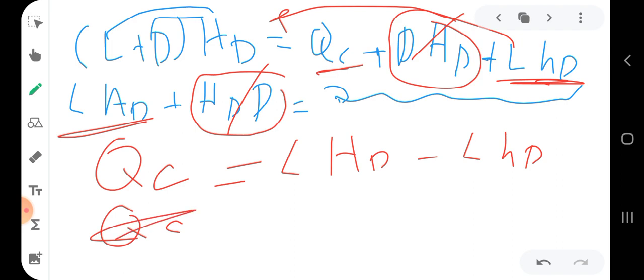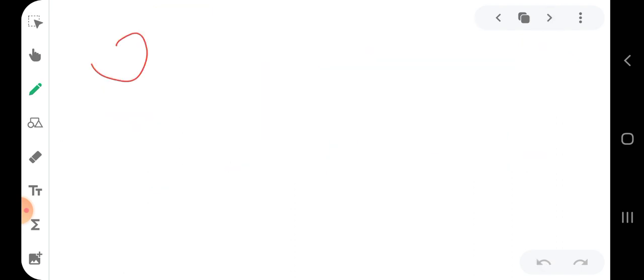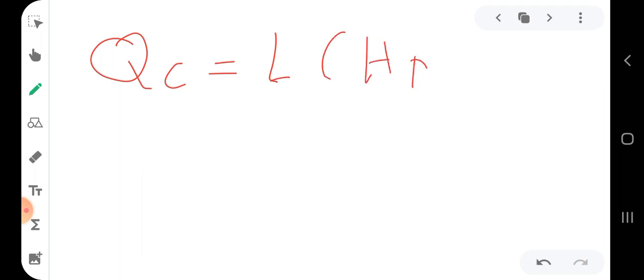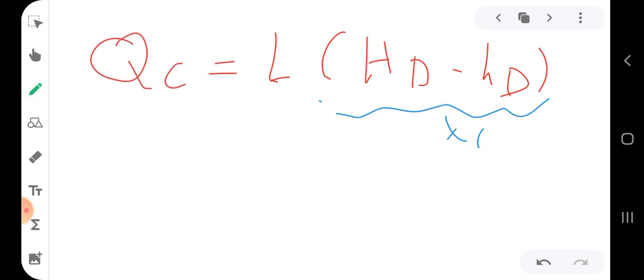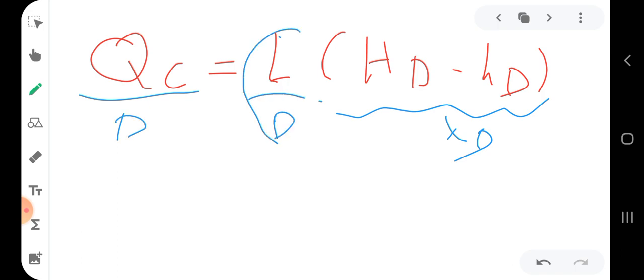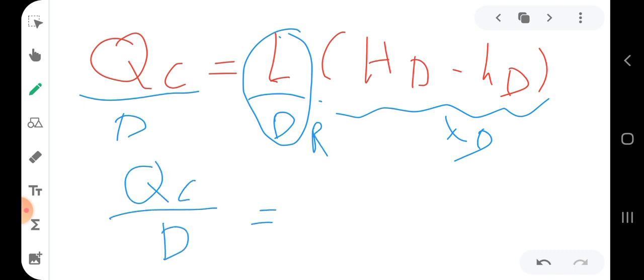Let me write it on the next page. I can take a common factor L, so I will have H capital D minus H small d. And what's this? Again, this is lambda d. So I can divide both sides by D. L over D, what's this? This is the reflux ratio. So I will end up with QC over D equal to R lambda d.